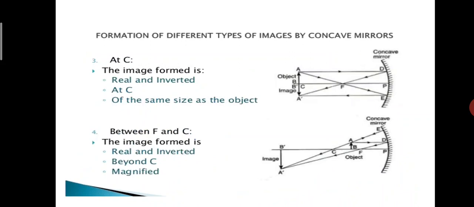Third, when the position of the object is at center of curvature, the image formed is real and inverted. The position of the image is at center of curvature, and the size of the image is of the same size as the object.